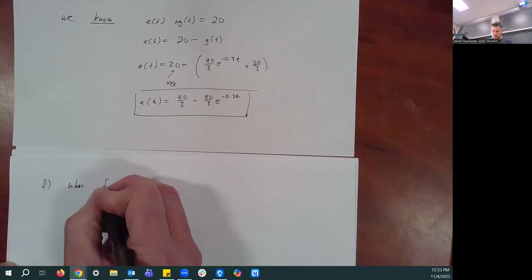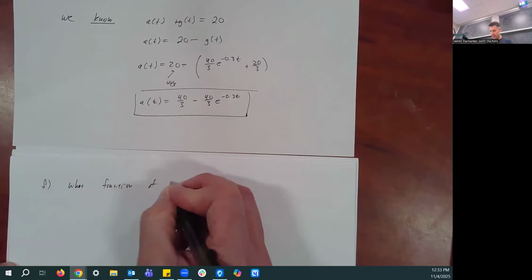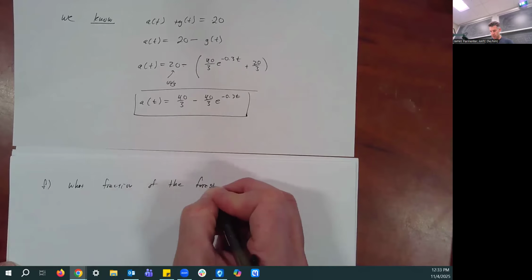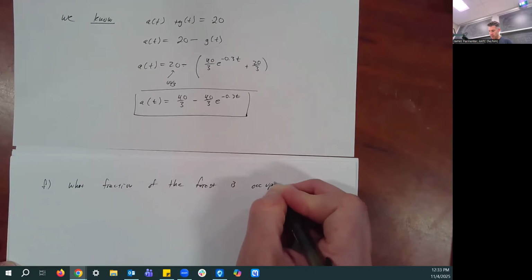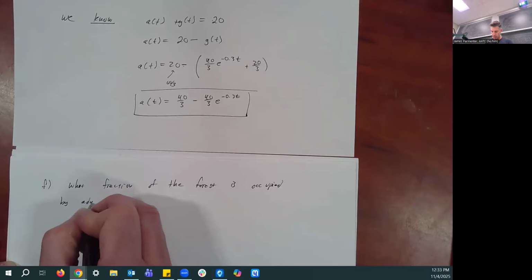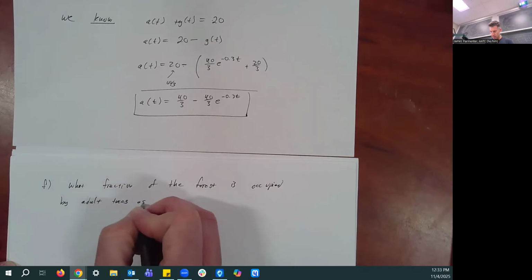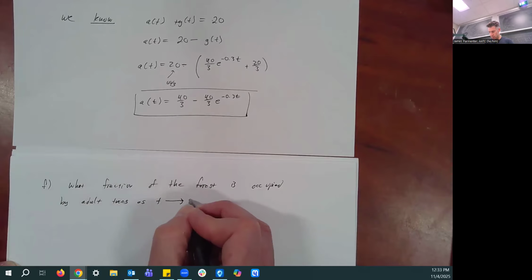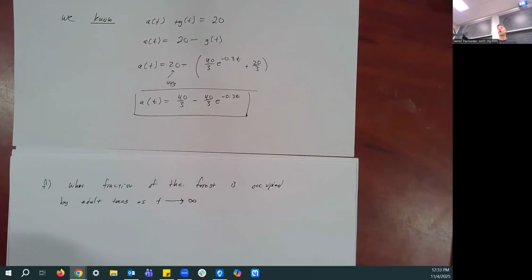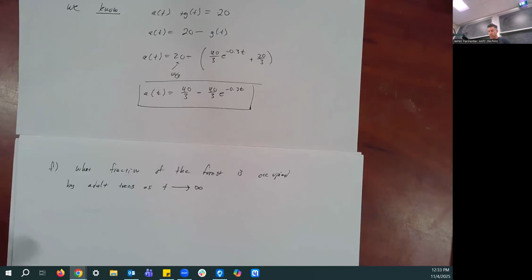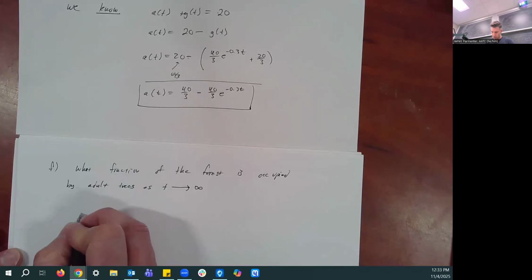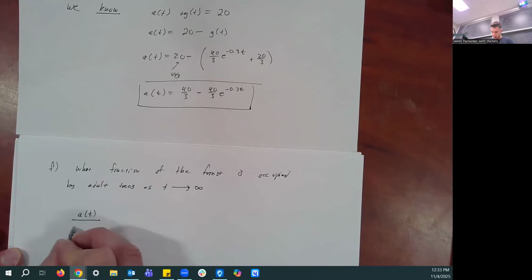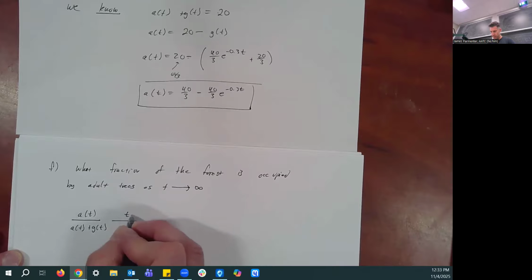What fraction of this slice of forest is occupied by adult trees as time goes on and on and on? What kind of equilibrium are we approaching if we let this system just continue to do its thing forever and ever and ever? Well, fraction of the forest that's adult trees, we want to know essentially what do adult trees divided by the total, what's that going to do as time goes on and on and on?